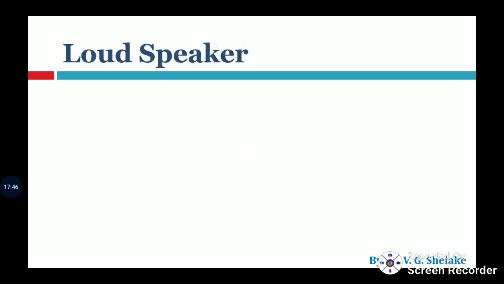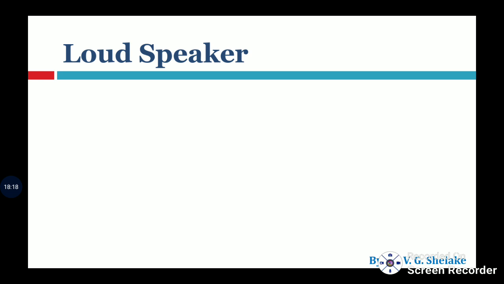The next transducer we are going to discuss is the loudspeaker. We are well aware of the function of the loudspeaker. At this point we are going to discuss how this loudspeaker is constructed and which principle is used for it. Generally a loudspeaker is used to convert electrical energy into its equivalent sound energy. It is used in TVs, sound systems and many more applications.